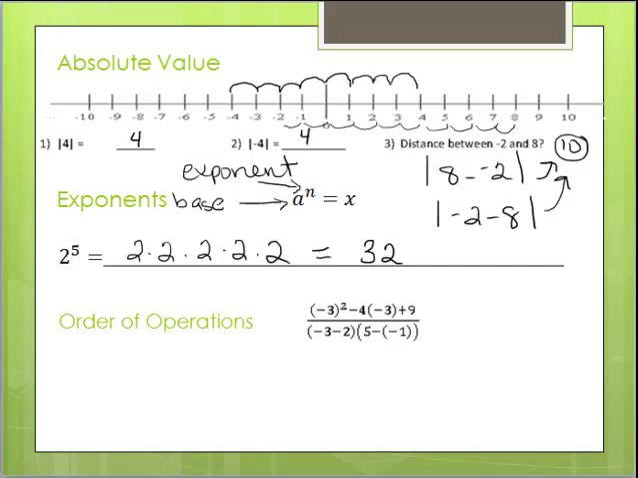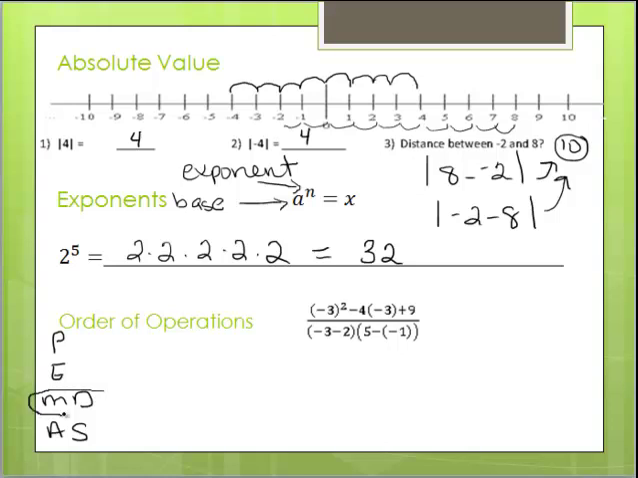So now we have order of operations. I'm sure most of you have heard this before. Please excuse my dear Aunt Sally. And I know that you know P stands for parentheses, E is exponents, M is multiplication, D is division, A is addition, and S is subtraction.